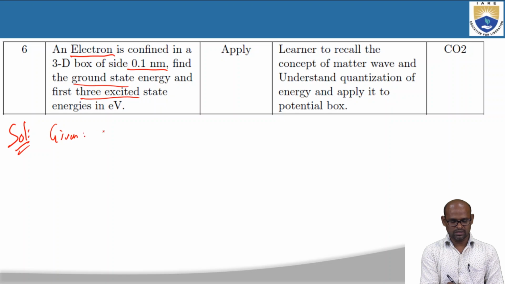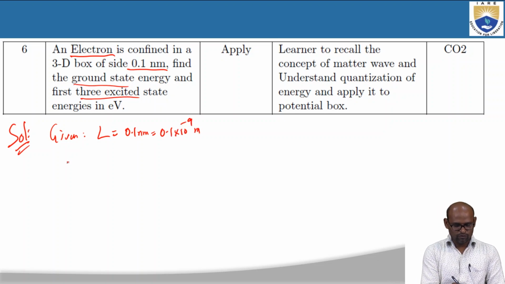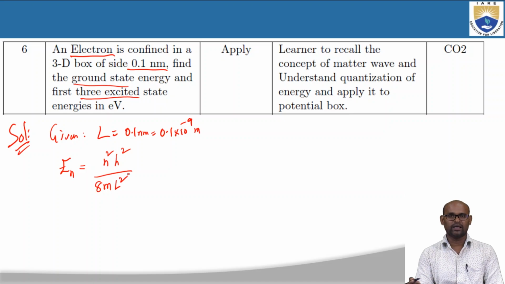So they have given us the length of the box as 0.1 nanometers, or 0.1 into 10 power minus 9 meters. So we know the formula for energies of a particle trapped in a box, that is n square h square by 8 m a square. We can take the length as L or we can take it as a. Sometimes people mention it as L. So I am taking it as a. You can take it as L also. No problem. So length of the box is a.